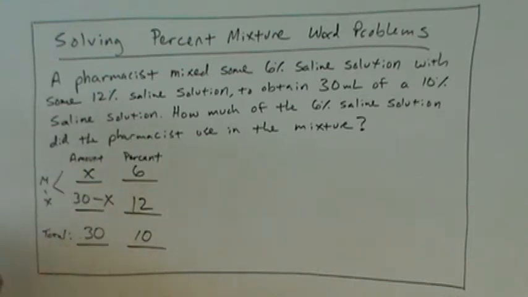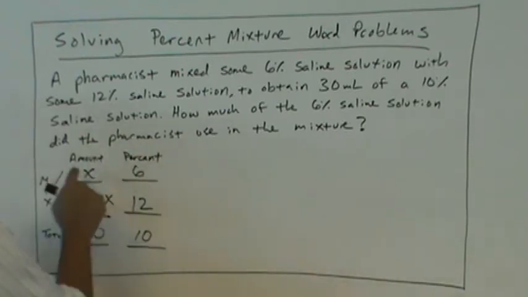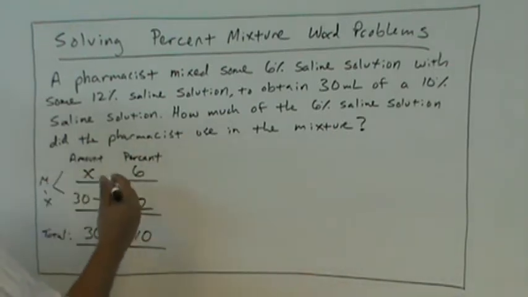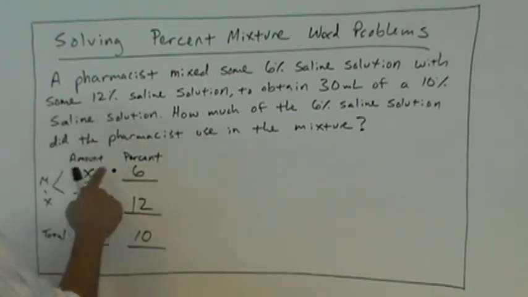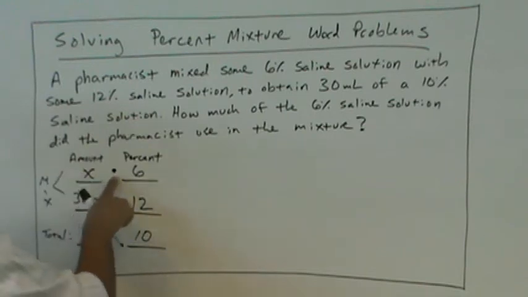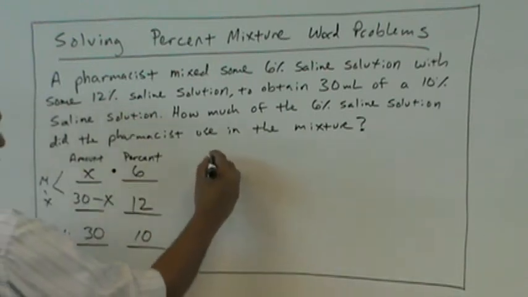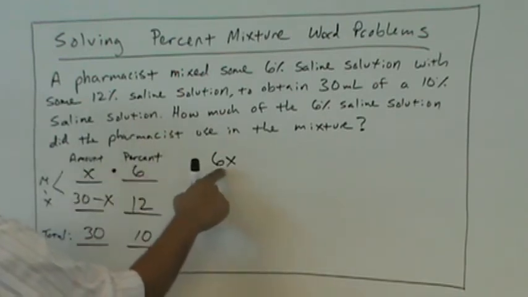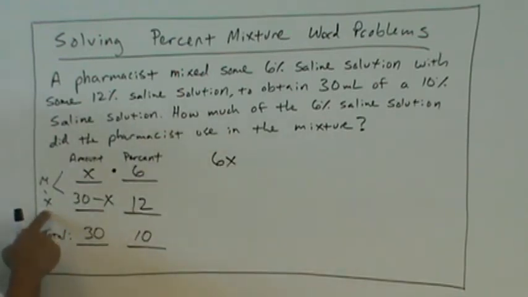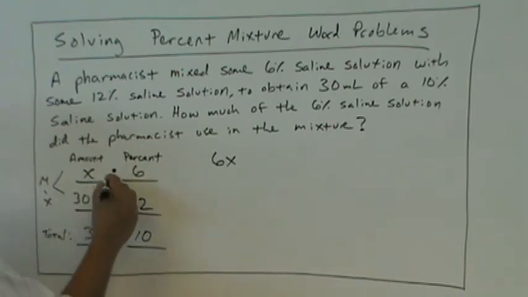Okay. Now here's the hard part. Setting this up, that's easy. Now we have to say, okay, when we take a percent of something, we multiply it. So 6% of whatever that is, how do you find it? You multiply it. So we're going to start building our equation. So 6 times x, 6x. And we're mixing these together. So if I mix it, I add it, right?